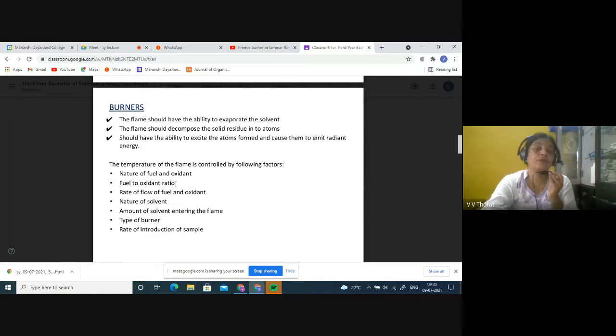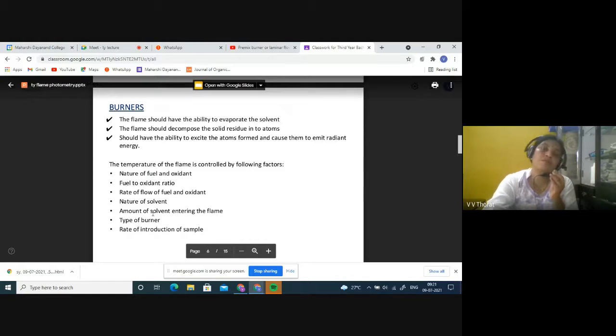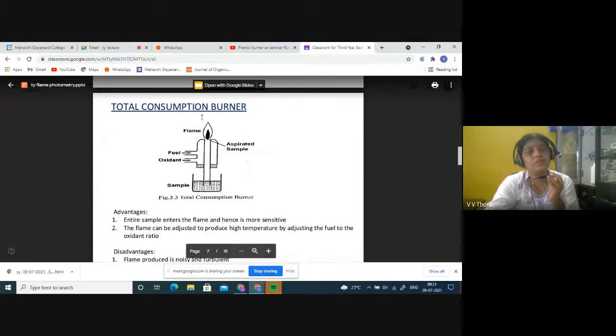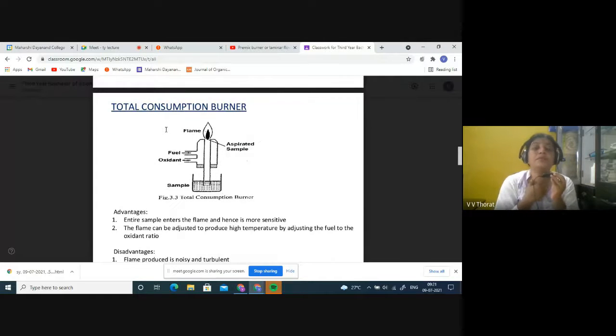Which fuel you are using, fuel to the oxidant ratio, the rate of flow of fuel and oxidant, nature of solvent, amount of solvent entering, type of burners, rate of introduction of sample. Then we saw what is a total consumption burner. In total consumption, what happened? All the sample is consumed. Therefore, the name total consumption.